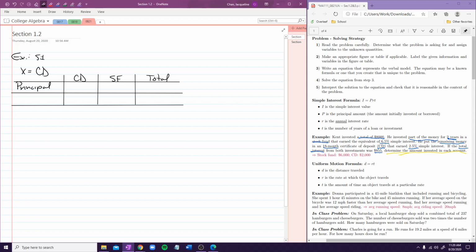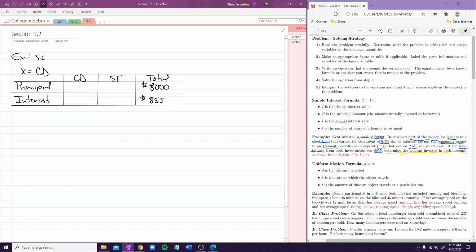Because we know the amount invested in the CD plus the amount invested in the stock fund is $8,000. We also know the interest. We know the interest made from the CD plus the interest made in the stock fund is $855. Right? So let's focus on here.